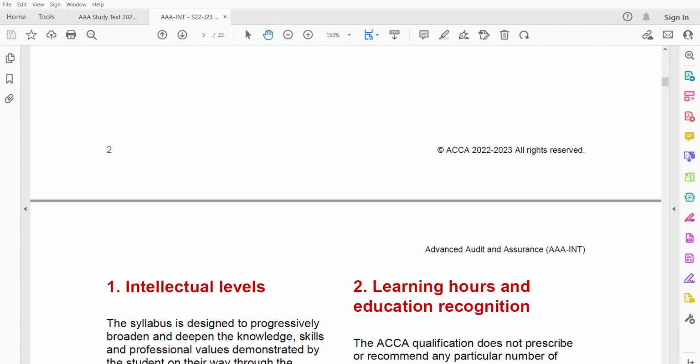And again, great news for AAA students, the changes in the syllabus are very few, not so much. It's just the wordings that are changed, that's it. They have not added anything new or deleted anything from the previous syllabus.